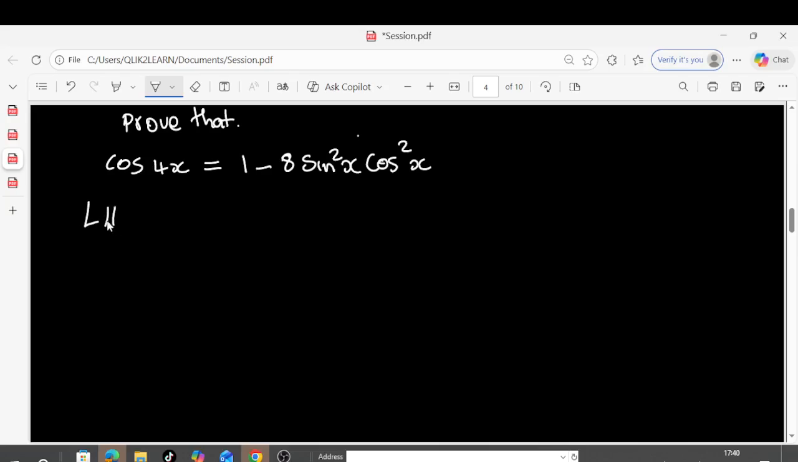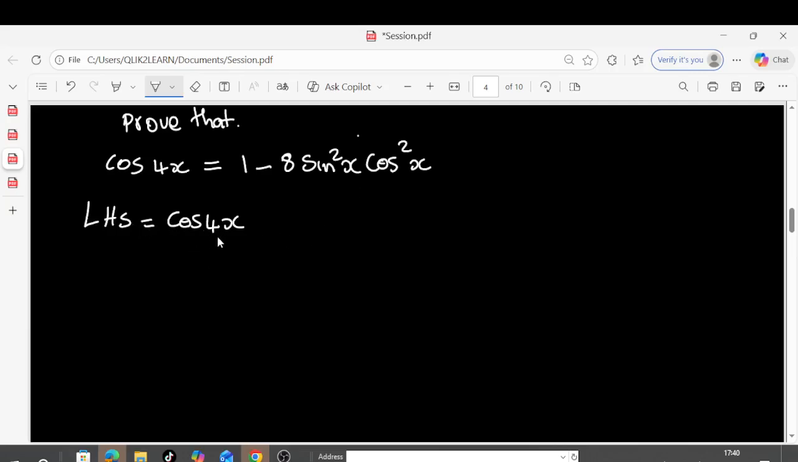So my left hand side equals cos 4x, and someone for sure is asking, how can we prove that this cos 4x is equal to 1 minus 8 sine squared x cos squared x? Please just follow the instructions.